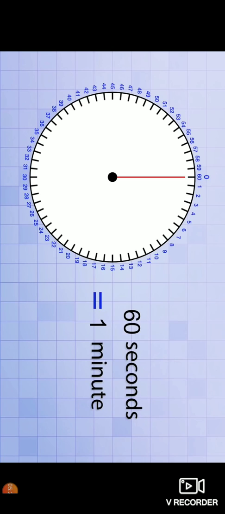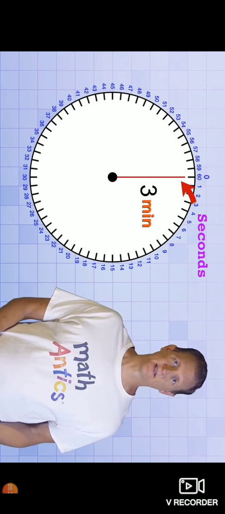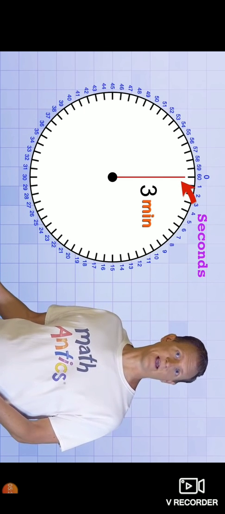That means when the second hand makes 1 full rotation around the clock face, exactly 1 minute of time has passed. And if it makes 2 full rotations, 2 minutes have passed. And if it makes 3 rotations, 3 minutes have passed, and so on. So even though the second hand is counting seconds, it also helps us know how many minutes have passed.